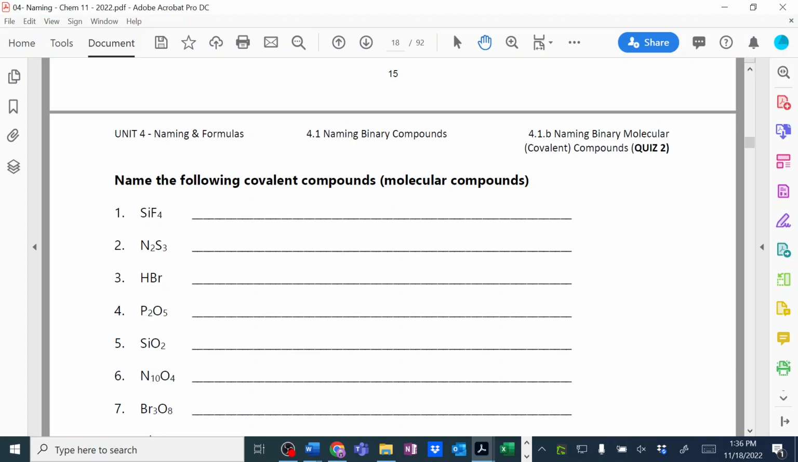Uh-oh. These are ionic, no prefixes. I grabbed the wrong one. No, she didn't. This is 1A. Ionic compounds, so metal plus non-metal, don't use prefixes. Oops. I won't even record that one.